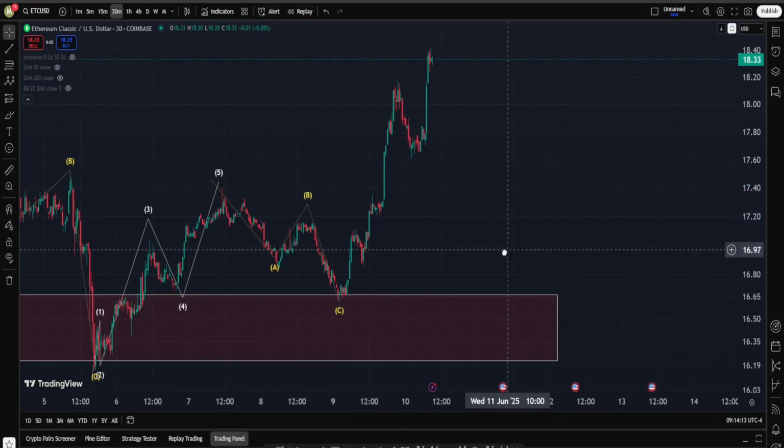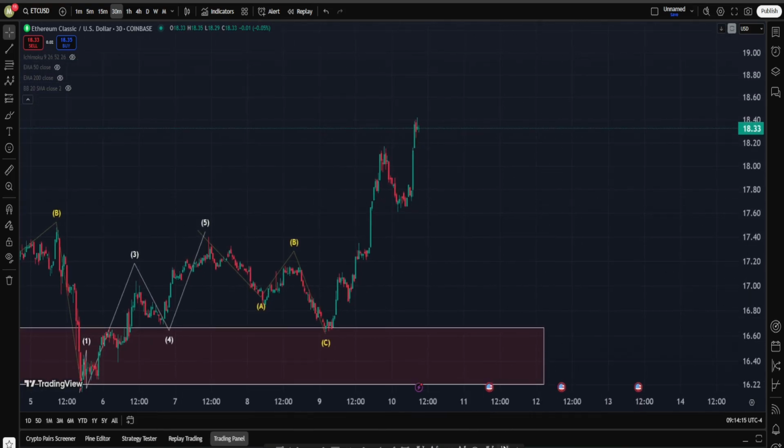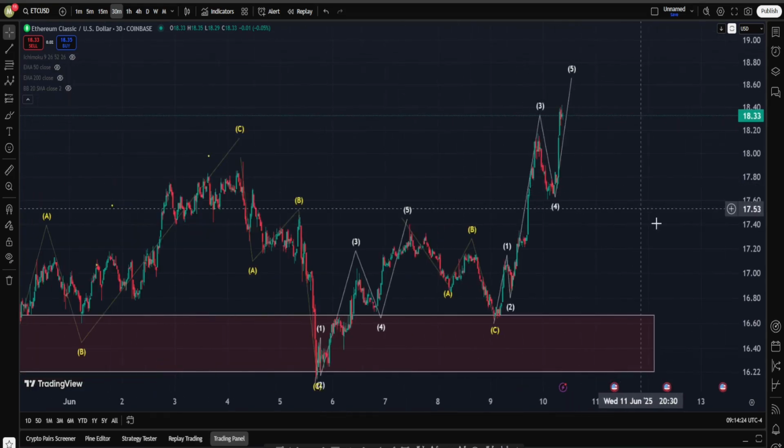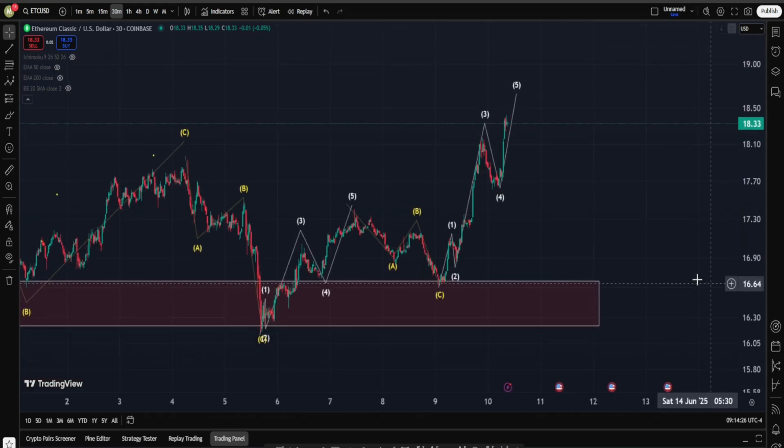And what is happening from here? I'm thinking probably this is a wave 1, correction for 2, and then 1, 2, 3, 4, 5 into wave 3, correction for 4, another move up into wave 5. And in here we can have two different counts.